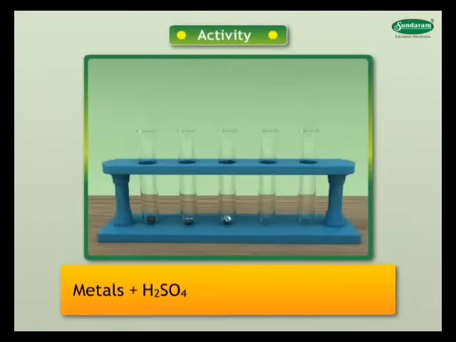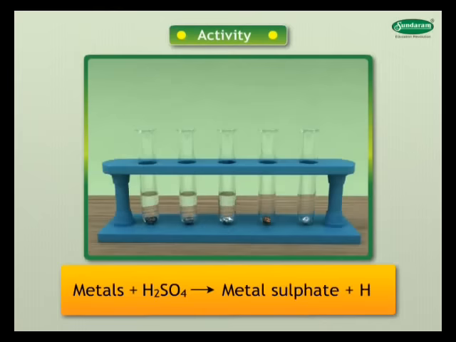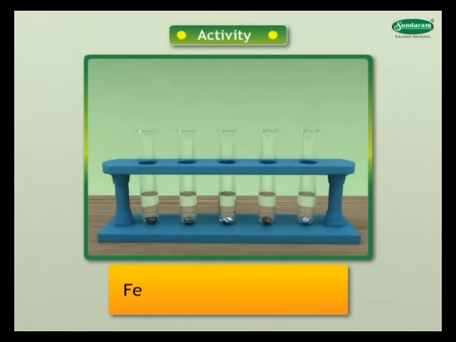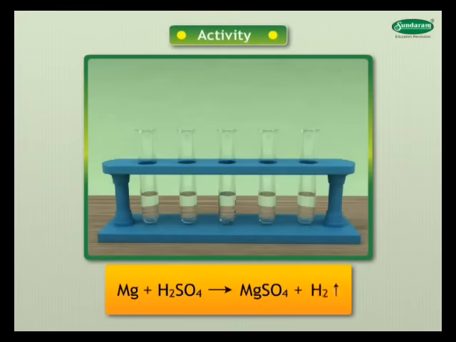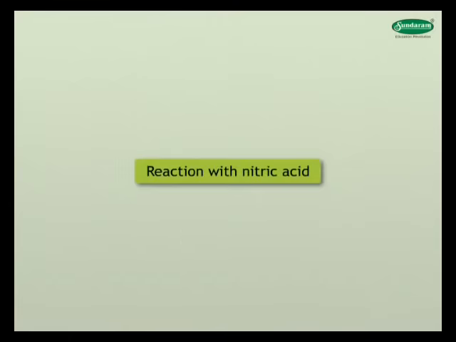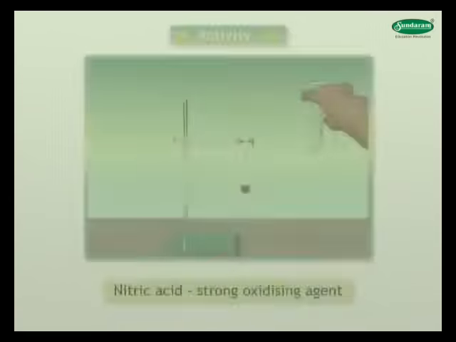Metals also react with sulfuric acid to form metal sulfate and hydrogen gas. Fe plus H2SO4 gives FeSO4 plus H2. Zn plus H2SO4 gives ZnSO4 plus H2. Mg plus H2SO4 gives MgSO4 plus H2. Reaction with nitric acid.